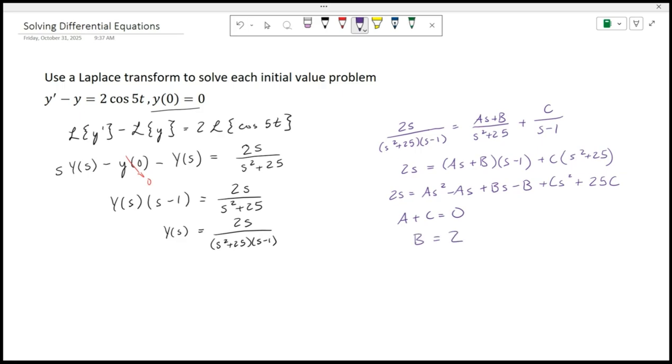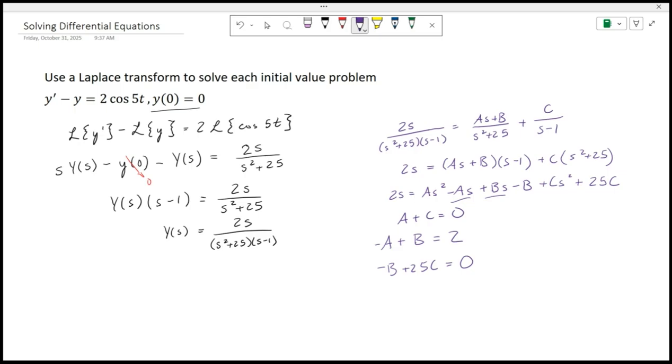So B is going to equal 2. Oh, no, there's the other one. I knew I was missing something. There's an A term as well. Okay, so negative A plus B equals 2. And then I have the constant terms, negative B plus 25C, and those have to add up to 0. Okay, so there's my system of equations.